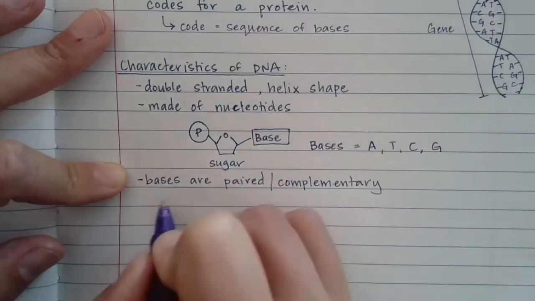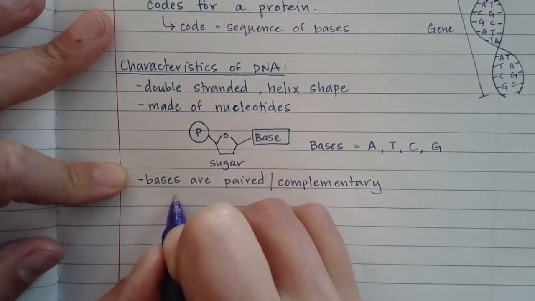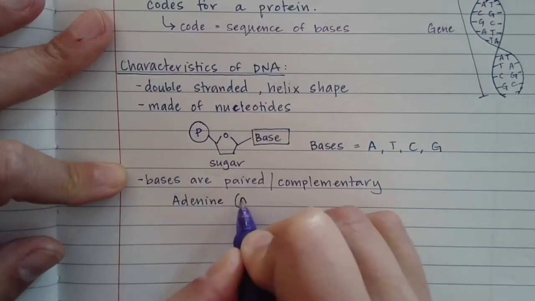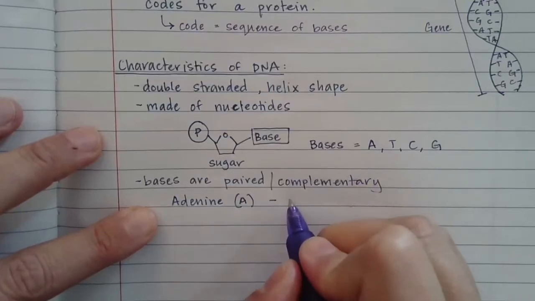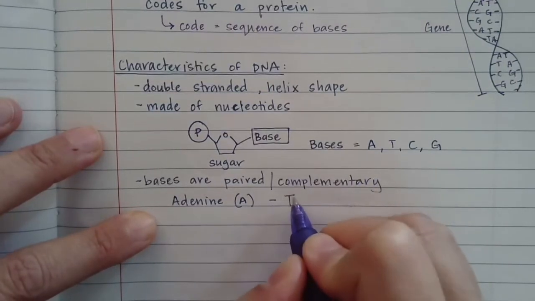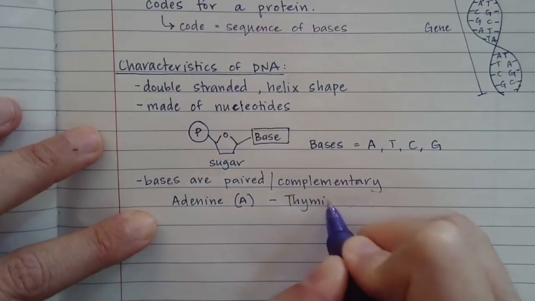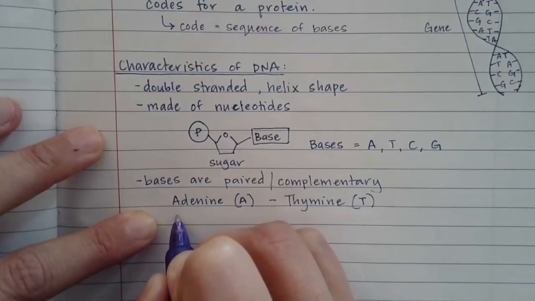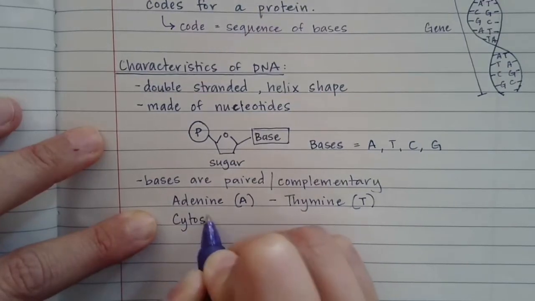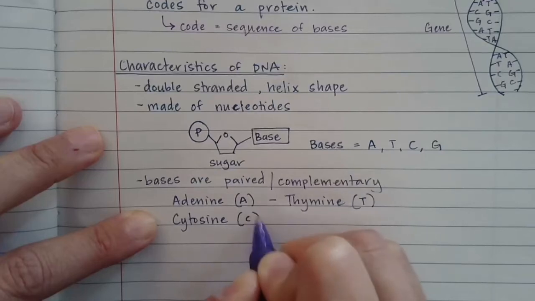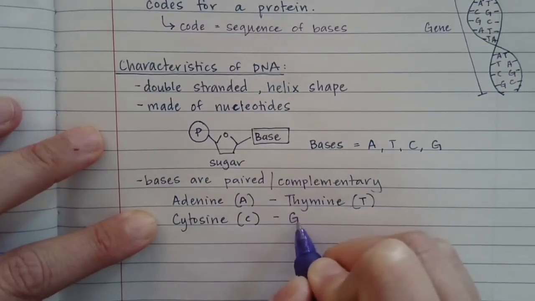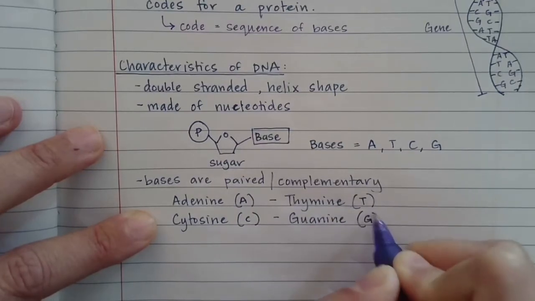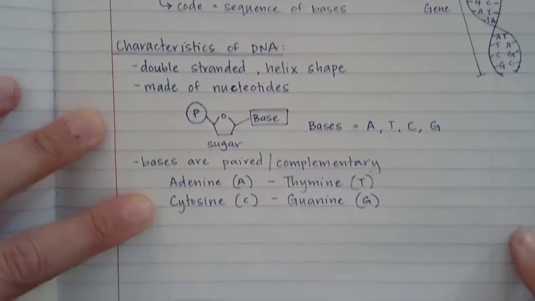And what we mean by that is A, which really stands for adenine, is always paired with thymine. And cytosine, which is C, is always paired with guanine. So that's how they're always going to work.